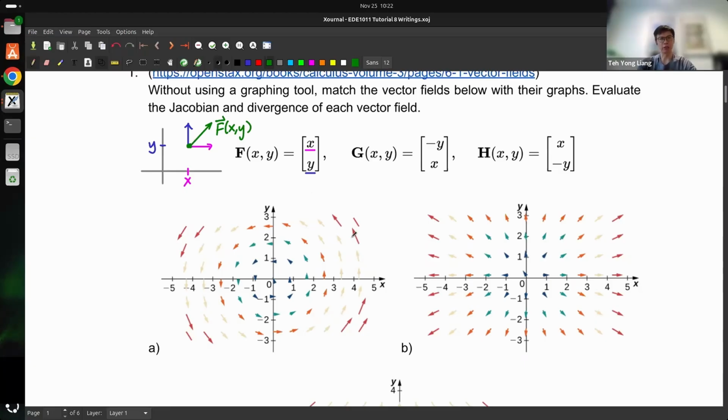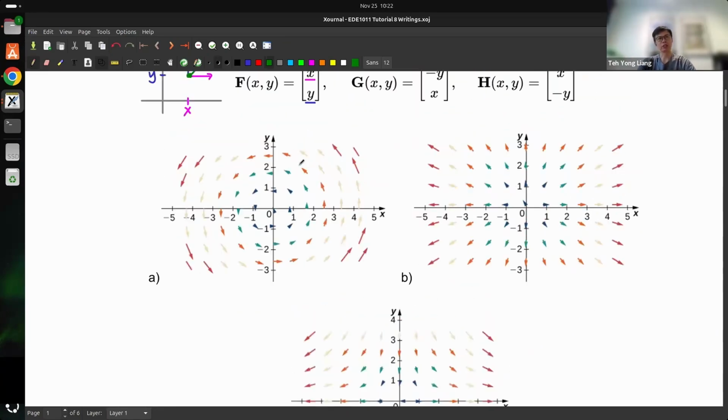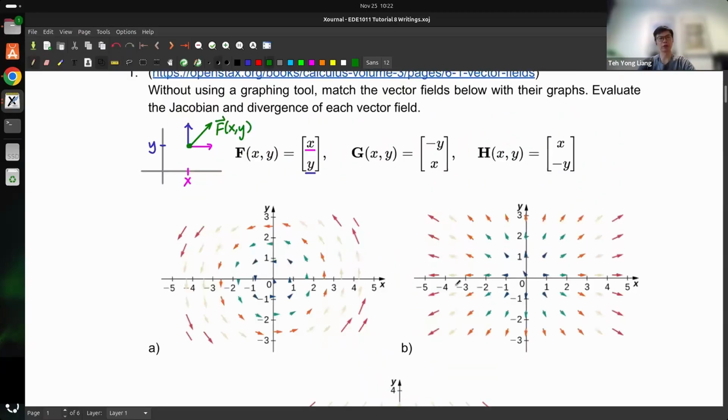And you look at the three plots and compare. Which one has the vector at the first quadrant pointing outwards, in the radial direction? The only one is B. You can see that this one points in the wrong direction, and this also doesn't point in the correct direction. So the radial direction must be B. So this B is f of xy. Then you just do the same for the other two.